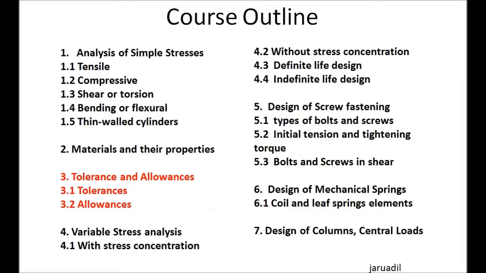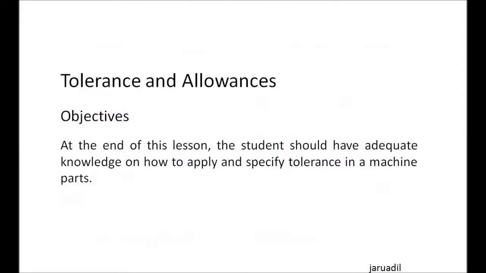Our topic for today is Tolerance and Allowances. This is the third chapter of the course outline. We are already finished with the analysis of simple stresses and materials and their properties. So for this topic, our objective is that the student should have adequate knowledge on how to apply and specify tolerance in a machine part.